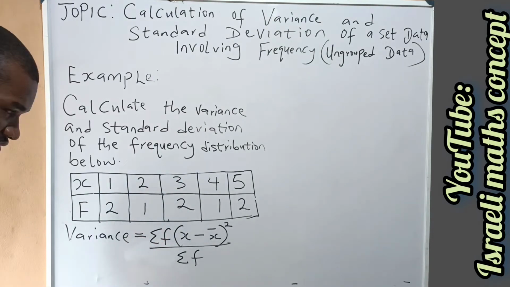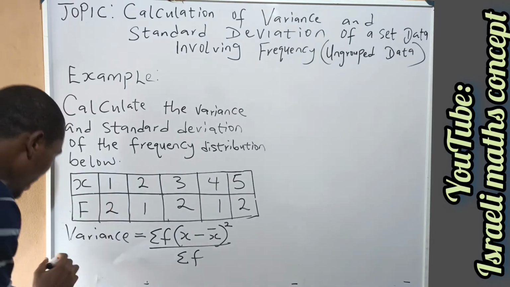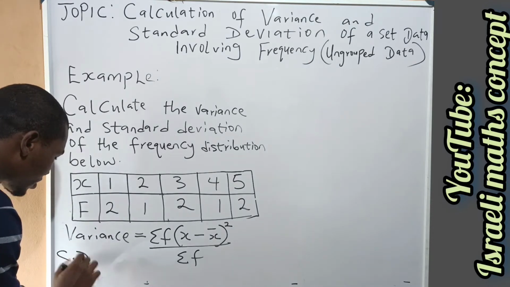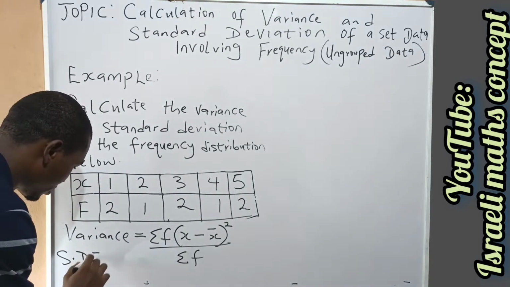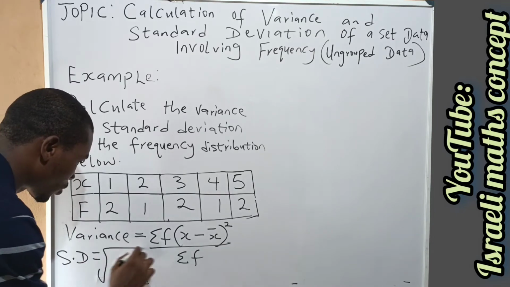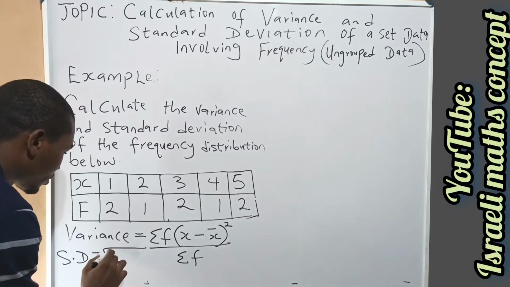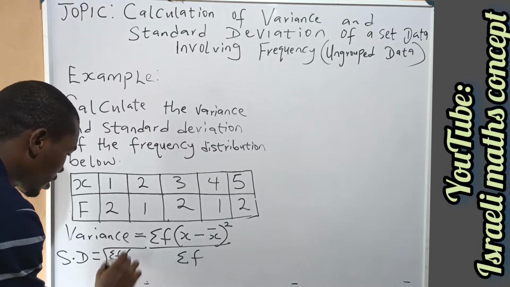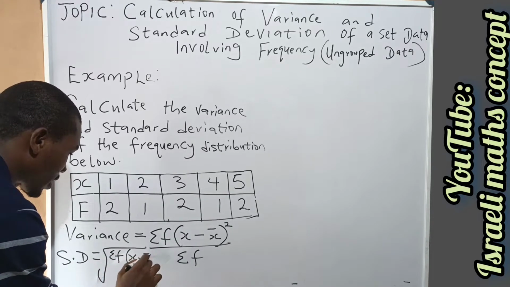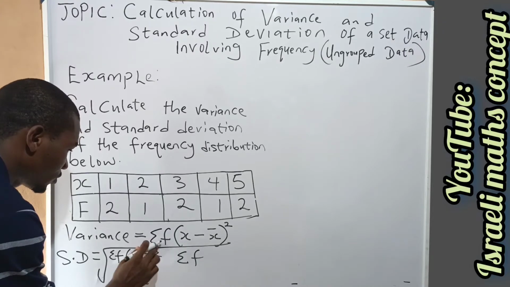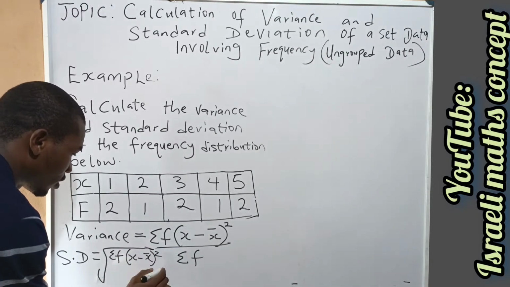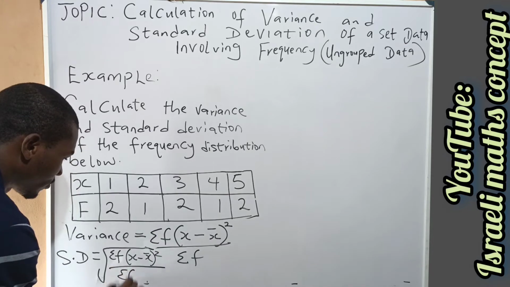This is basically the formula for calculating the variance of a given set of data which involves frequency. But if we are asked to find the standard deviation, that is our SD, it is equal to the square root of this variance. That is, the square root of the summation of f times (x minus bar x) all squared, all over the summation of f.